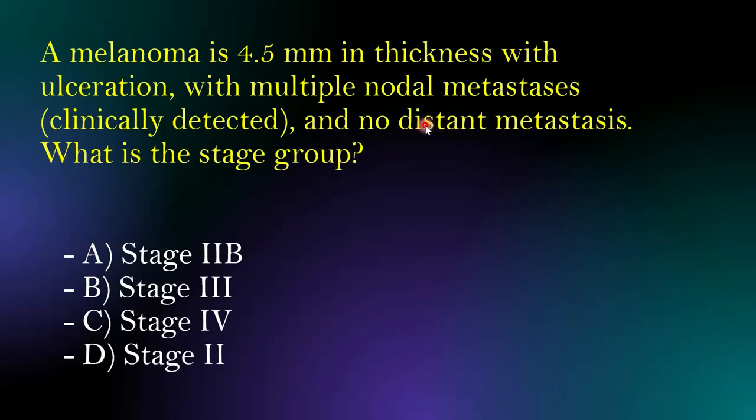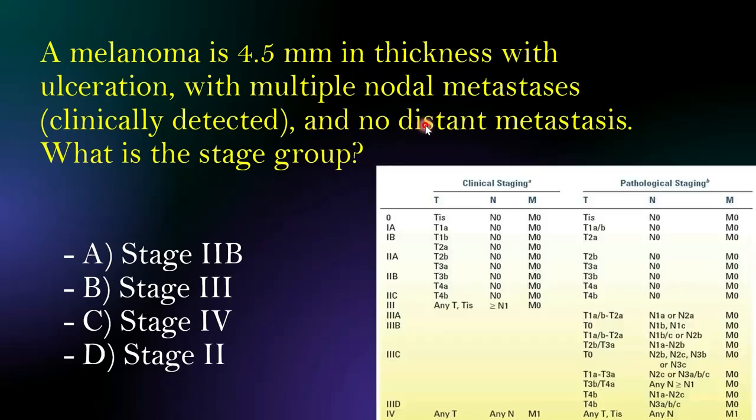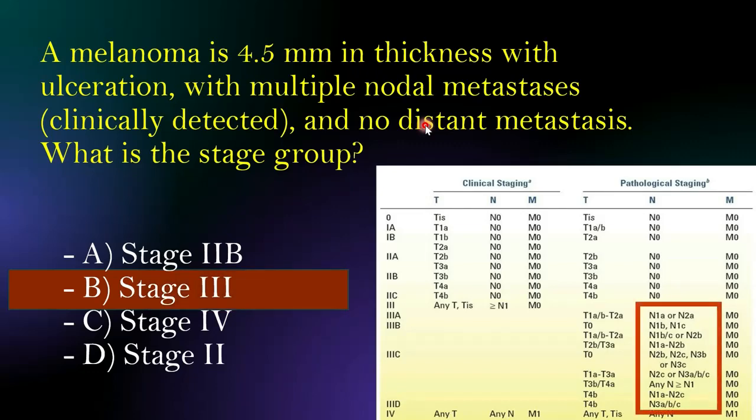A melanoma patient with 4.5 mm thickness, with ulceration, with multiple nodal metastases, clinically detected, and no distant metastasis. What is the stage group? Whenever a node is involved, it becomes stage 3.